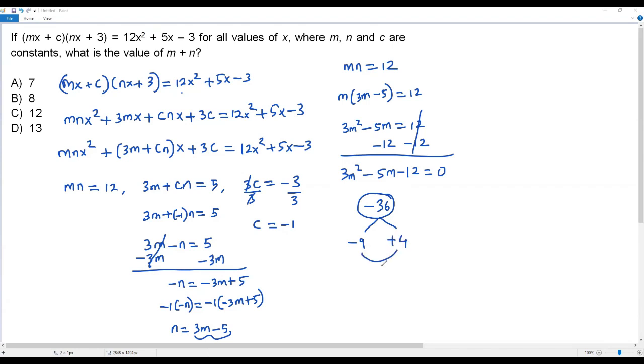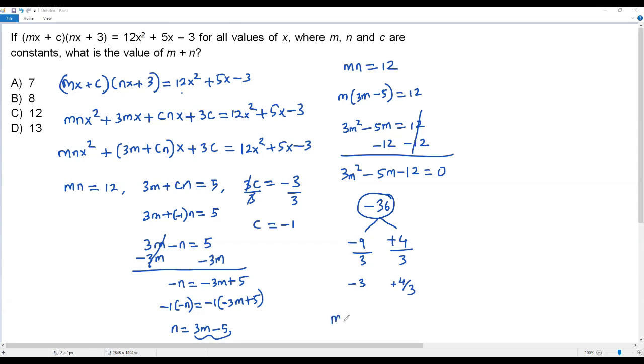When I multiply negative 9 and positive 4, negative times positive will become negative. 9 times 4 is 36. So the product of these two factors equals negative 36. And when I add negative 9 and positive 4, I'm getting negative 5, which is the coefficient of m. Further, I have to divide both these factors by the coefficient of m², that is 3. When I divide negative 9 by 3, I'm getting negative 3 over here. Here 4 is not divisible by 3, so we can keep this positive 4 over 3 as it is.